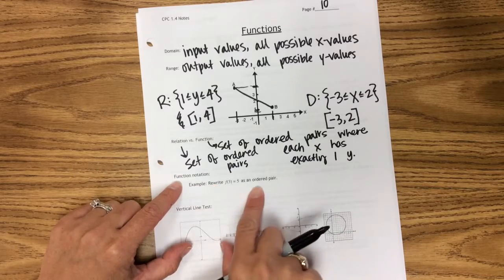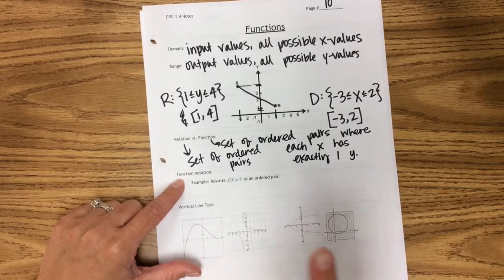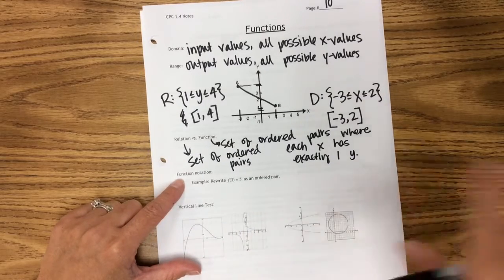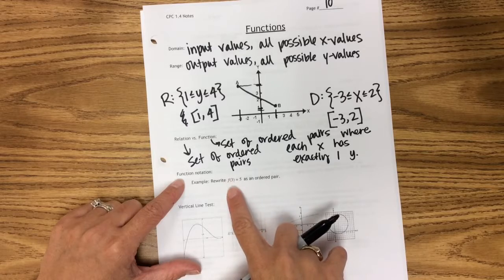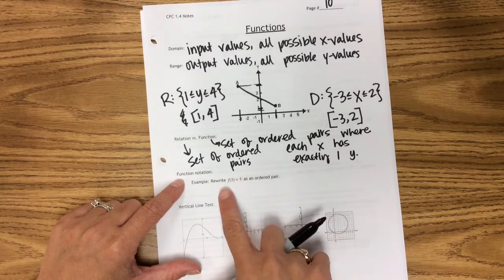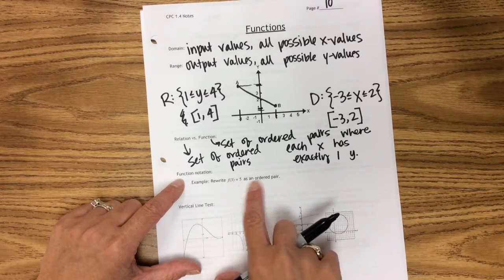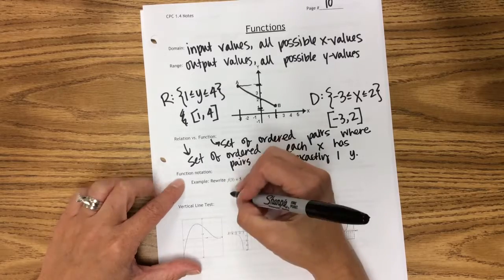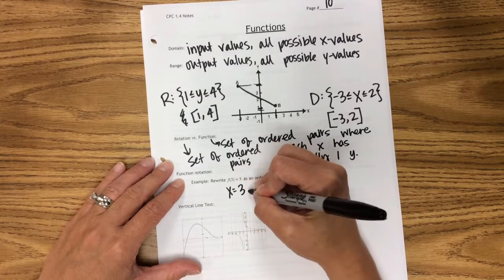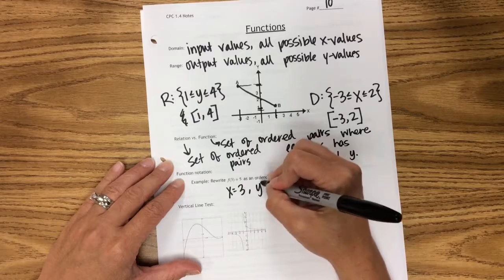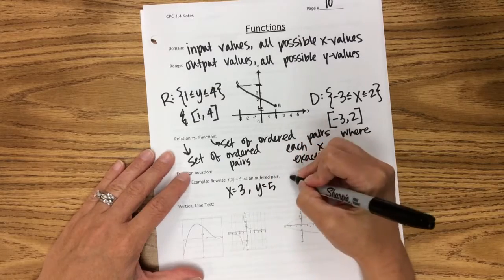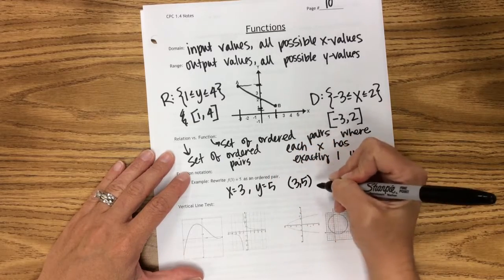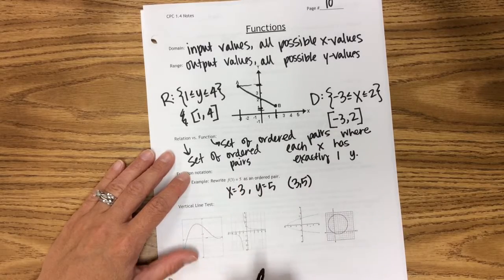Function notation, when you see y notation, it would be y equals something. Function notation is when you have f of x equals something, or here you have f of 3 equals 5. Well, f of 3 equals 5 just means that the x coordinate is 3 and the y coordinate of that is 5. So you could also write it like (3, 5). So that's function notation for that.